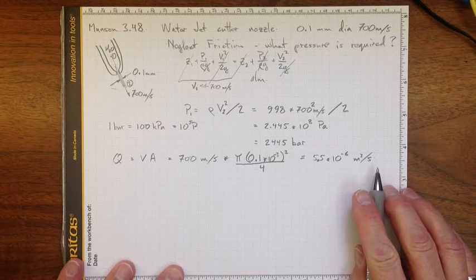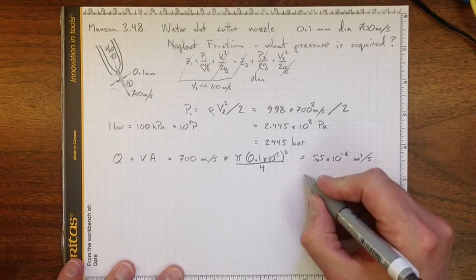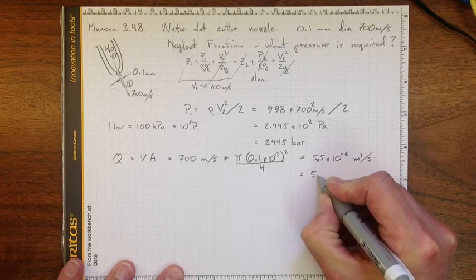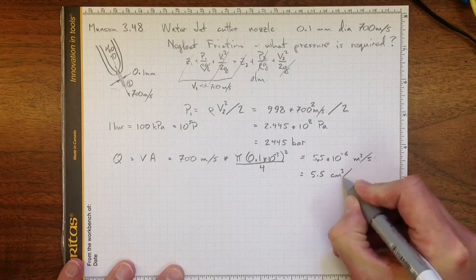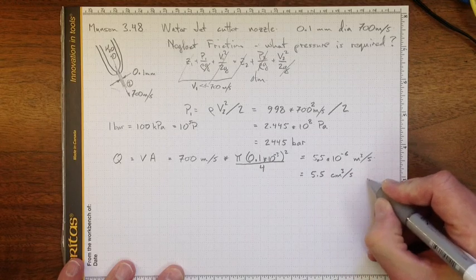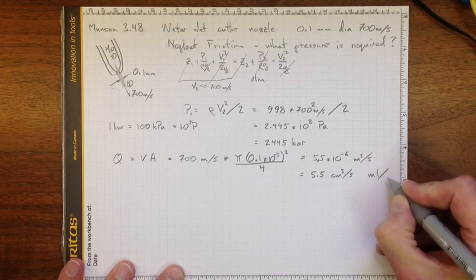Now a cubic meter is 100 centimeters by 100 centimeters by 100 centimeters, so that's 5.5 cubic centimeters per second, or milliliters per second.